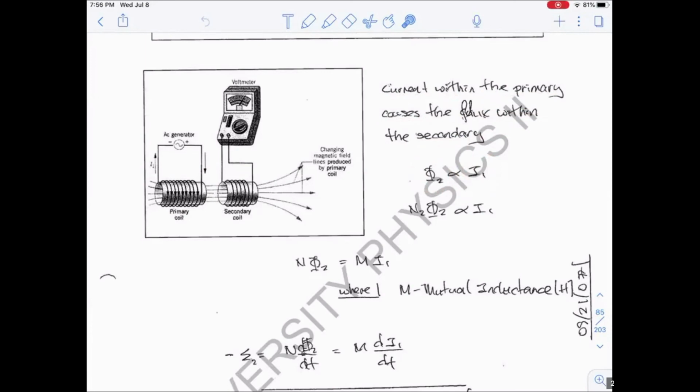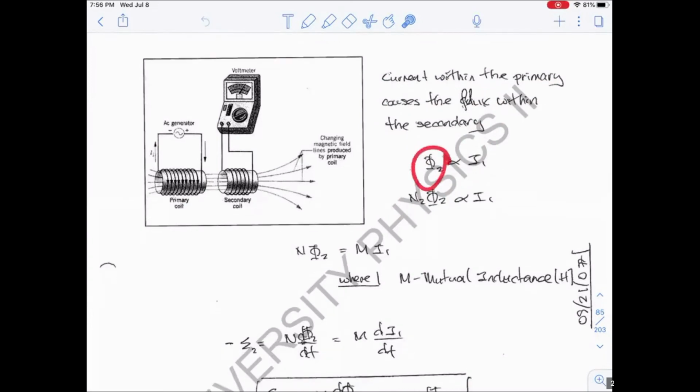You can magnify the effect of that flux by increasing the number of turns in the secondary. So the current within the primary is going to cause the flux within the secondary, and by increasing the number of turns, obviously you can increase the effect of the flux. That's what it means. So the flux in the secondary is going to be proportional to the current within the primary.